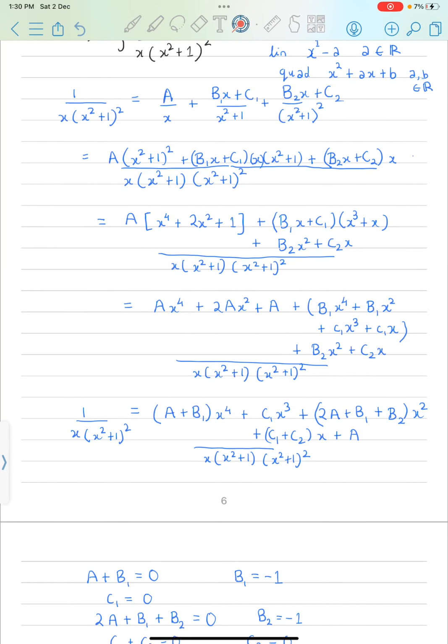Now you multiply by the denominator, and then you will get this equation. I'm leaving the calculation to you. You check if I am doing it correctly, and if it is wrong, you let me know, or you can do it on your own. Just check the calculation, this will come out.